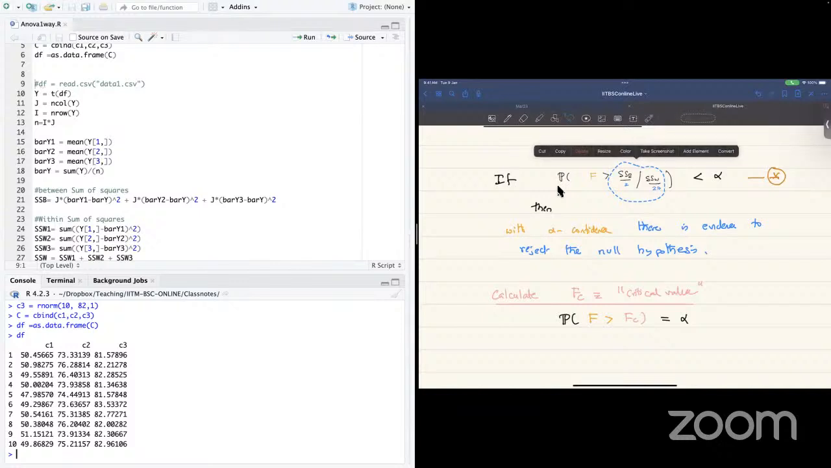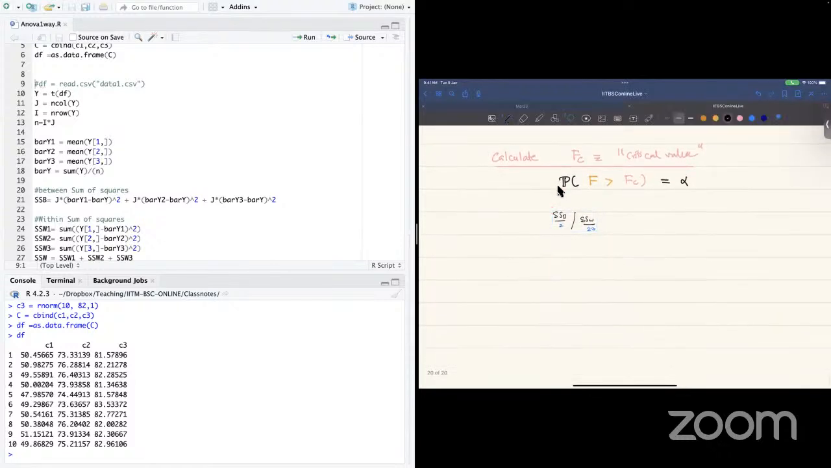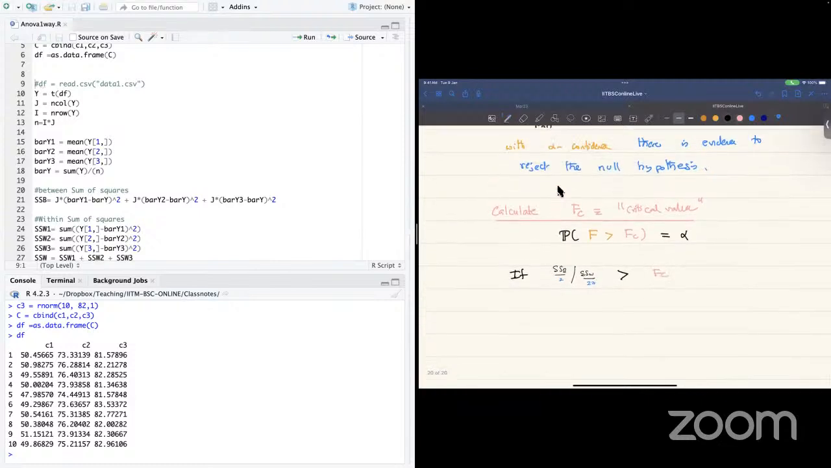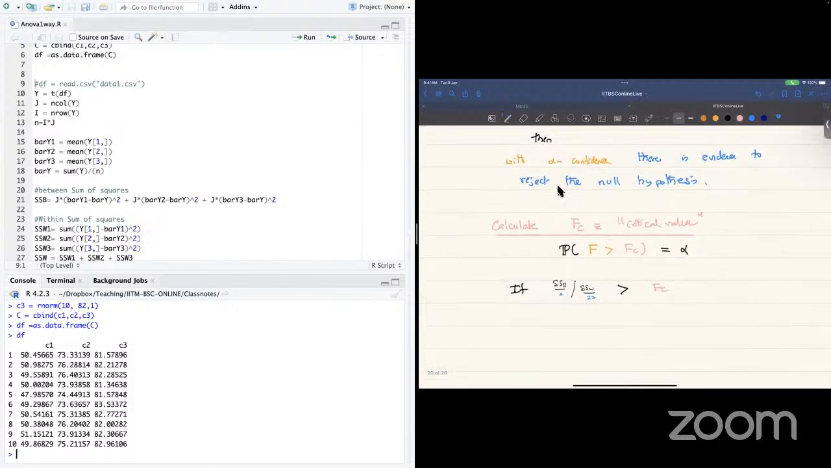And then if this guy is bigger than your f sub c, then you do the same thing. You conclude again, with alpha confidence. They are both the same ways of doing this. There's no difference. Does that answer your question somewhat?